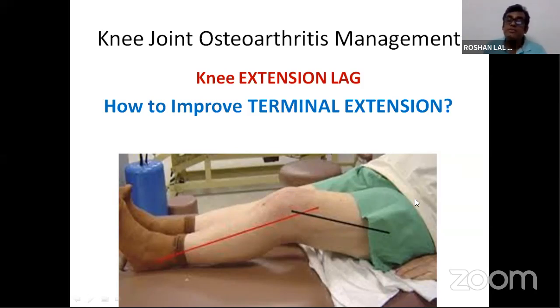If we are focusing on strengthening exercises, on all the core stabilizers, but not correcting the extension lag, it means we are not in the right direction. The patient is not getting the right treatment. So correction of extension lag should be the priority of the therapist, because if extension lag is not corrected, you cannot improve the walk of the patient. The patient has to walk with an antalgic gait. The patient will walk with pain. So correct the extension lag.